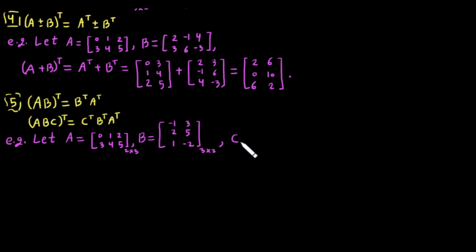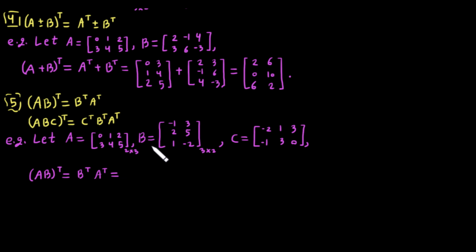And let's say C equals -2, 1, 3, -1, 3, 0. And if I want to find AB and the whole thing transpose, you have to write B transpose A transpose.